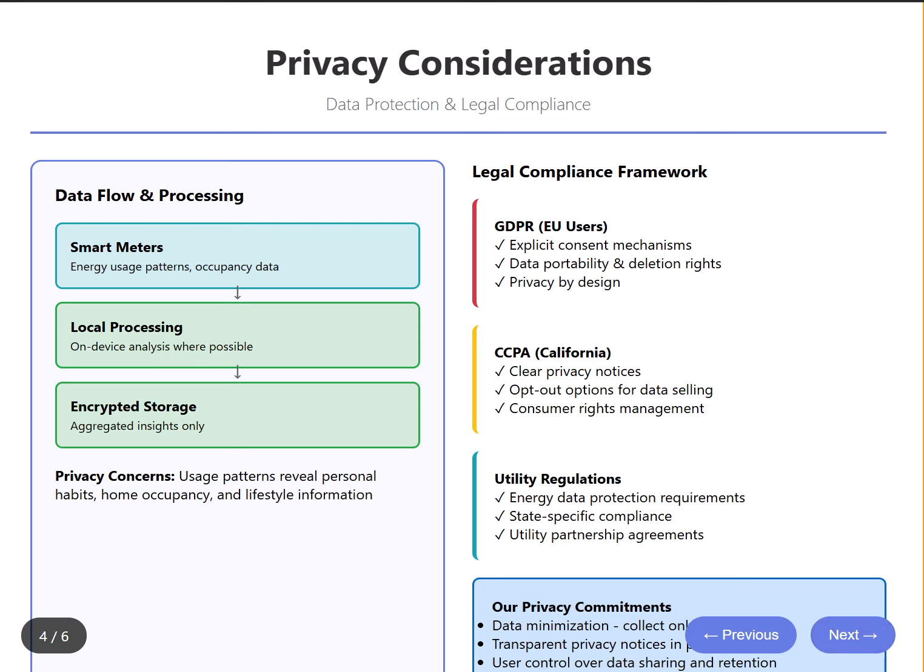We have privacy considerations: data collection, applicable privacy laws, and our obligations. Privacy concerns: the system collects sensitive data, like home occupancy and device usage, all of which can reveal personal habits and lifestyle information. Data collection: we collect smart meter readings, IoT sensor data, weather information, and user preferences. This data is processed locally where possible, with only aggregated insights sent to our servers.